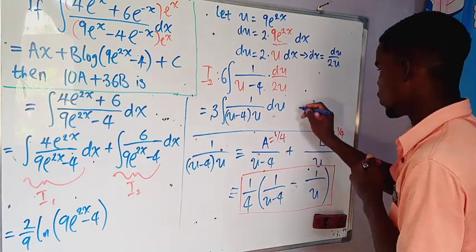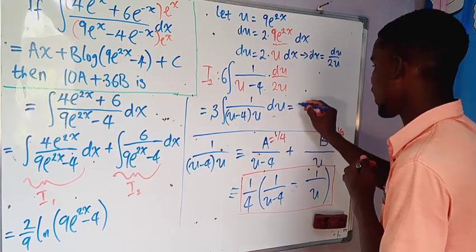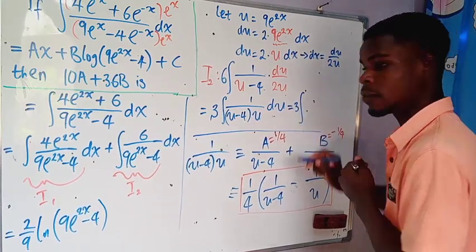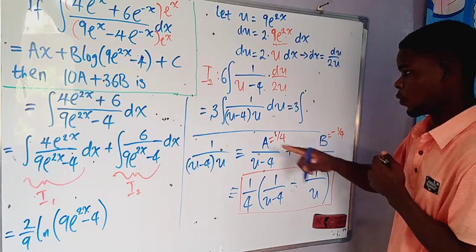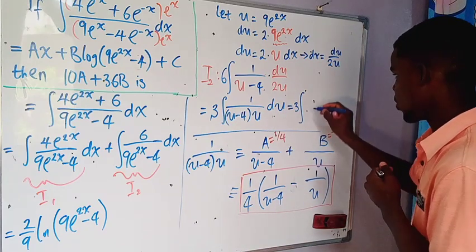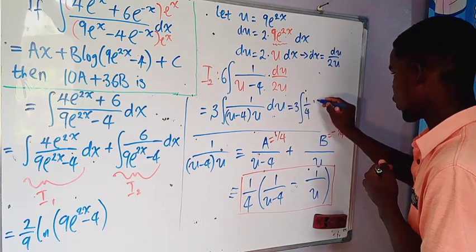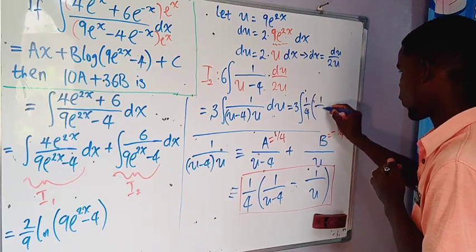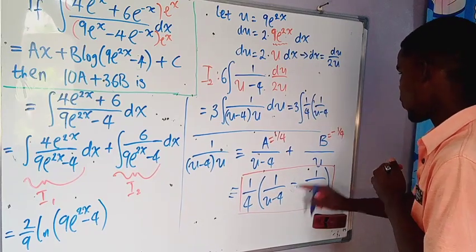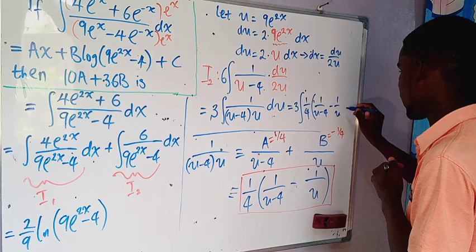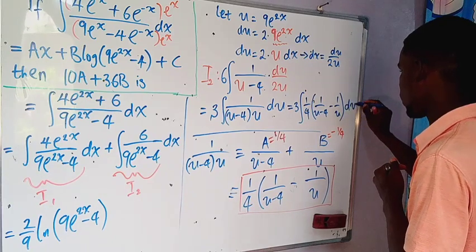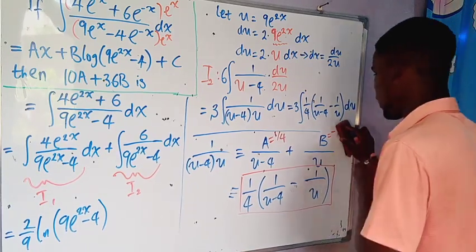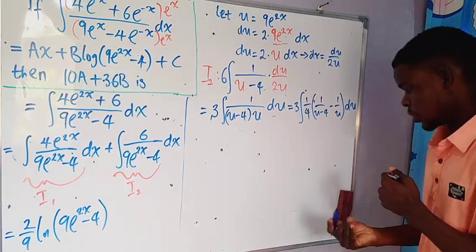In fact, this is going to be 3 times the integral of, well, let me put 1 over 4 here. We are going to have this term, 1 over u minus 4 minus 1 over u, right? And then we can put the du here. Very nice, isn't it? So let me clean this. Okay, very nice. Now let's see.